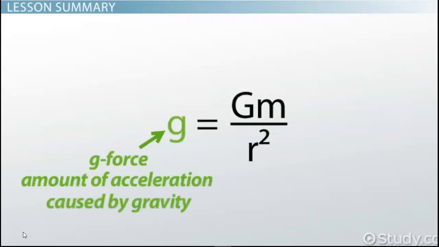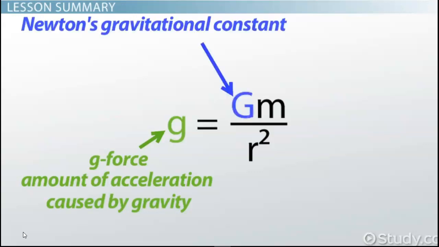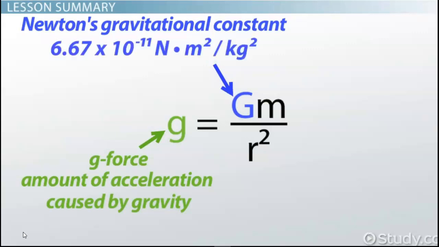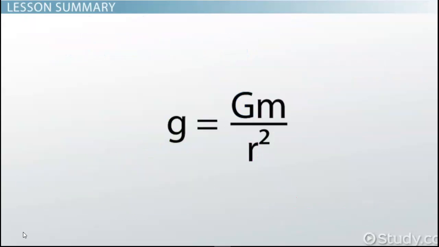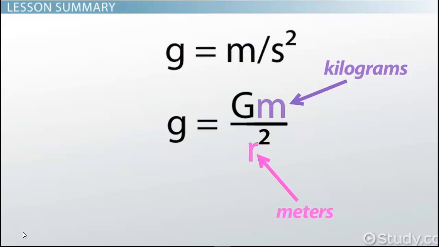The little g is the G-force or the amount of acceleration caused by gravity. The big G is Newton's gravitational constant, approximately 6.67 times 10 to the negative 11th power newtons m squared per kilogram squared. The little m is the mass of the object and the little r is the radius of the object. To find the G-force of the object, just plug in the object's mass and radius. If your units of mass are kilograms and your units of radius are meters, then your G-force will be in units of meters per second squared.